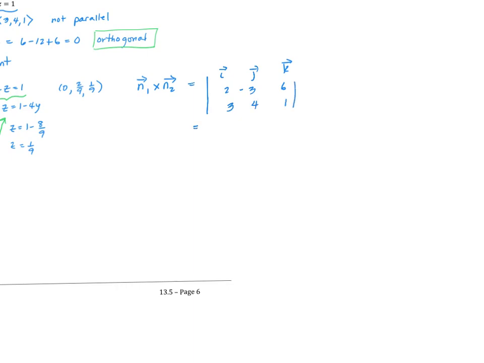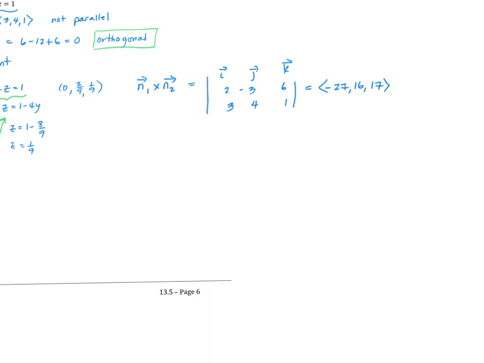When I cross these two, maybe I won't show all the steps. You guys can check me on my math. I'll just write it out here. Covering the i, I get negative 3 minus 24. So that's a negative 27. And it looks like covering the j, I get 2 minus 18, so positive 16. Cover the k, I get 8 minus a negative, so 8 plus 9, positive 17.